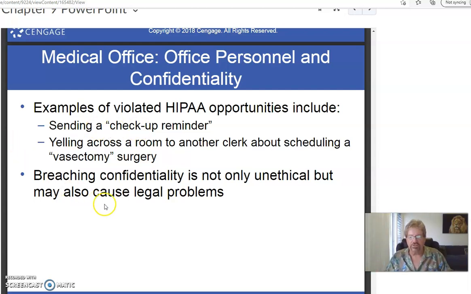Breaching confidentiality is not only unethical, but it may also cause legal problems. Yeah, in other words, you can get your butt sued. A lot of this is common sense, too, guys.